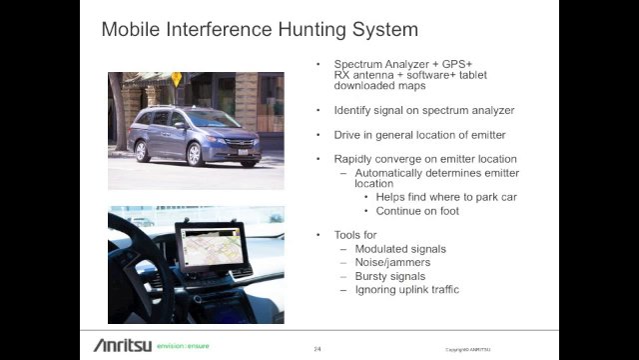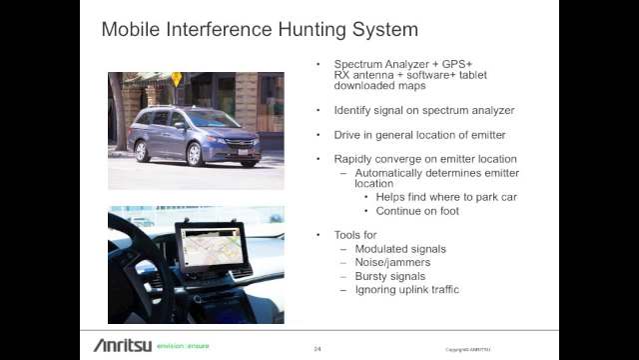Okay, moving into tools to use along with the spectrum analyzer, and we're going to talk about our mobile interference hunting system. This is a tool that makes it easier to drive to the location of the emitter, the parking lot close to the emitter, quickly. It keeps track of the power levels and looks at the probability of where an emitter is based on that, and will even give you voice prompts about where to turn and the approximate location of the emitter.